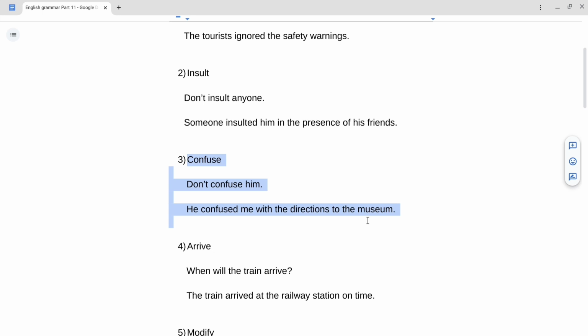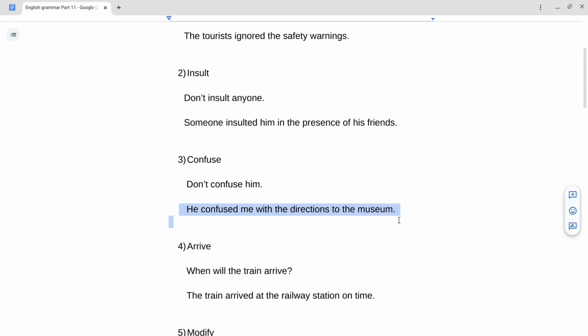Don't confuse him. So someone is giving a lot of advice or a lot of instructions all together to another person, and I think the person is very confused by listening to all these instructions. So I told him, don't confuse him, give him one instruction at a time so that he will not be confused. So don't confuse him. Okay. The past tense is confused.